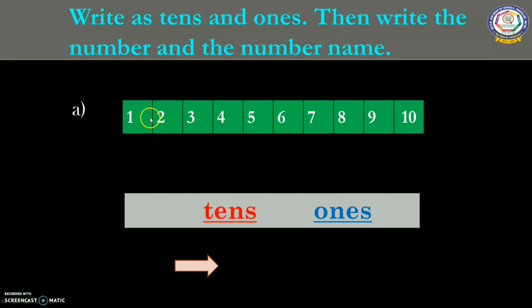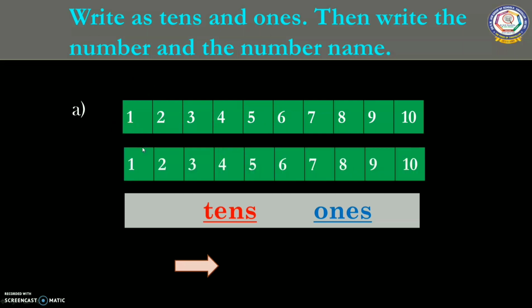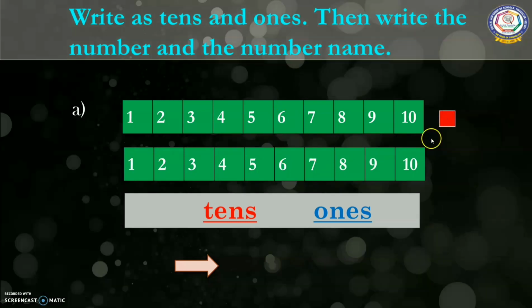Shall we count? 1, 2, 3, 4, 5, 6, 7, 8, 9, 10. 10 ones is equal to 10. So, this is 10. Again, I am going to add one more 10 strip. Now, I am going to add 1 slip. Again, I am going to add 2 more 1 slips.